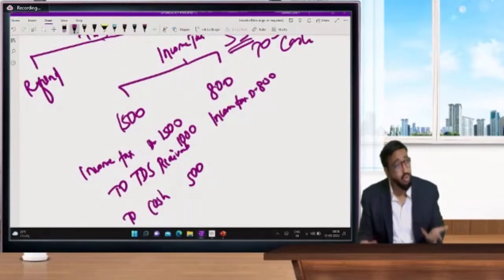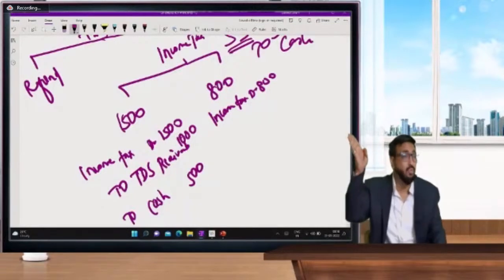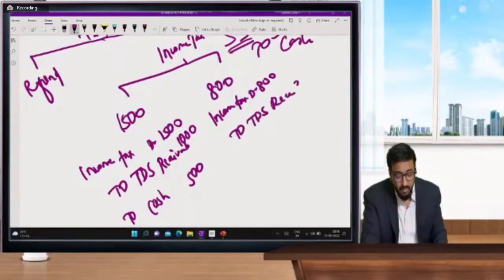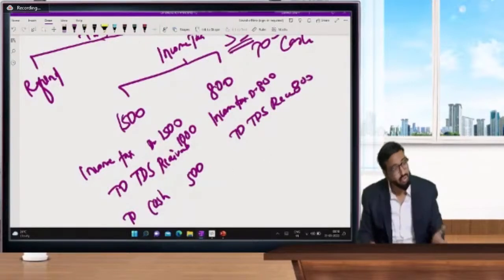एडजस्ट 800 ही होगा ना, मैं जितना 1000 मेरे अकाउंट में है ऊपर टीडीएस में, मांगा 800 रुपया, तो एडजस्ट कितना करूंगा? 800. एंड कितना रिफंड मांगूंगा? 200. इतना सिंपल है. ट्राई टू अंडरस्टैंड दिस कॉन्सेप्ट.